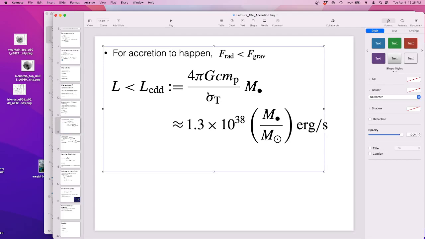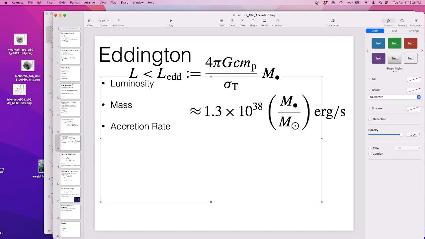So the Thomson cross section is just the probability that a photon, if it comes in contact with an electron, is going to bounce off in an inelastic manner. Thomson scattering is inelastic. So the Eddington luminosity is 10 to the 38 ergs per second times the black hole mass in solar masses. The actual number doesn't matter so much.